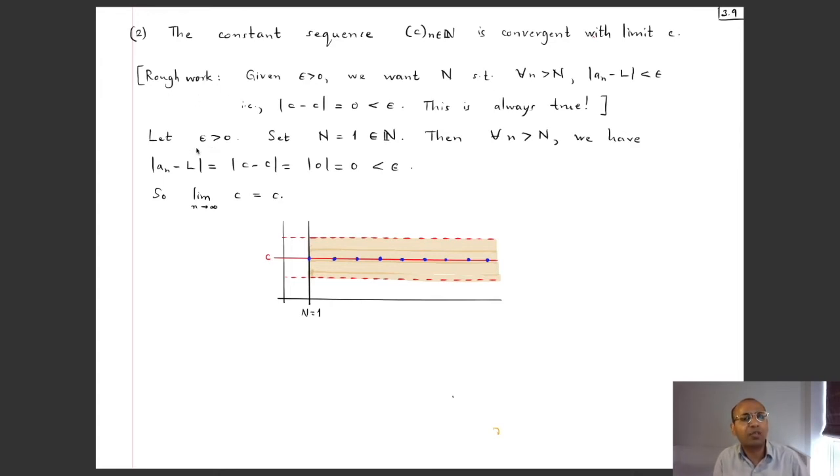So this was again some rough work. Given the positive epsilon, take any capital N, your favorite capital N. Let's take capital N equal to 1, doesn't matter. Then for every little n bigger than this capital N, we have that mod of a_n minus L, the distance of a_n to L, is equal to mod of c minus c, because a_n is c and L is c. This is mod 0, which is equal to 0, which is less than epsilon. And so, given any positive epsilon, we have produced a capital N such that for every little n bigger than capital N, the distance of a_n to L is less than epsilon. So we have checked that sentence that we wanted to, and so this constant sequence is convergent with limit c.